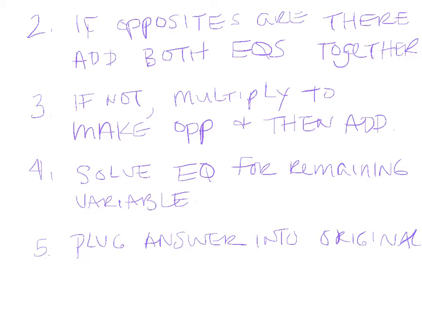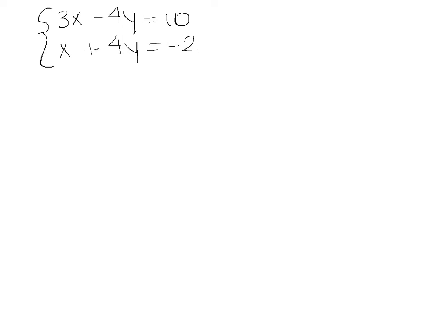All right, let's look at another example. Next slide. So if I'm giving you 3x minus 4y equals 10, and x plus 4y equals negative 2. So the first thing, check that they're aligned. I agree that they are.